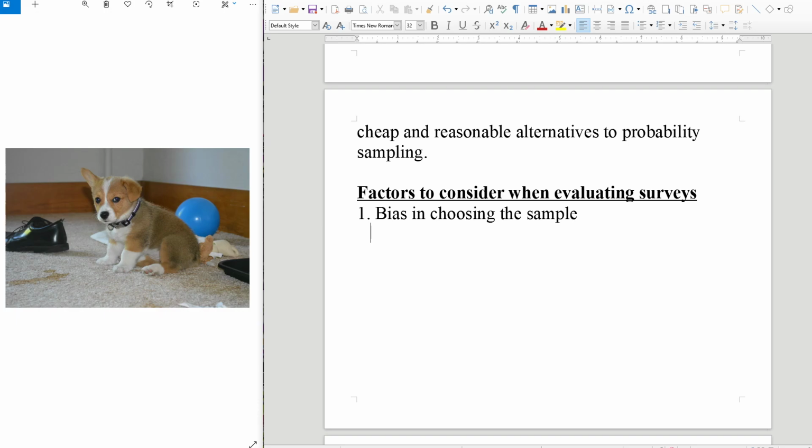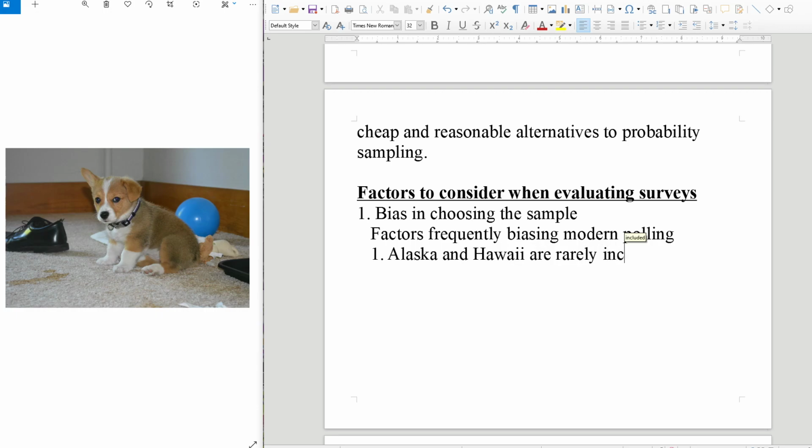Underneath bias in choosing the sample, these are factors frequently biasing modern polling. One is that unless it's a presidential election, Alaska and Hawaii are rarely included. That's because it's so expensive to call them, and so typically when you see the results of a survey, it's only the lower 48 states that participated.